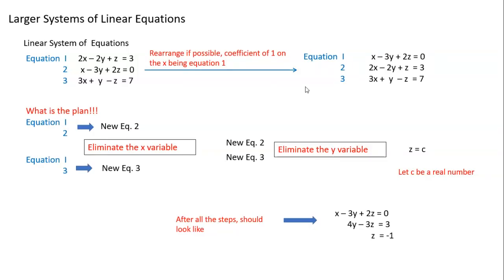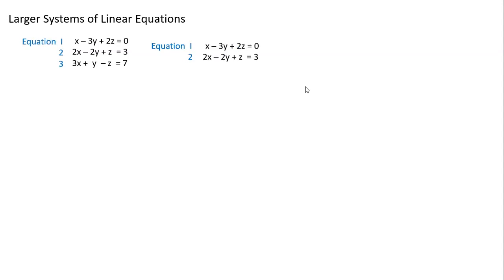And I call this process back substitution, where I have one unknown, and then I place that one unknown to where I have two unknowns, and then I place those two unknowns to where I have three unknowns. So it's called again back substitution. Let's go ahead and do it. All right. So again, I'm going to get these equations. I'm going to start with equations 1 and 2. Okay. I want to eliminate the x value.